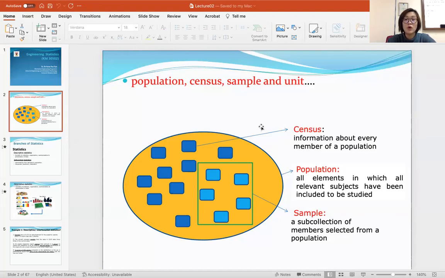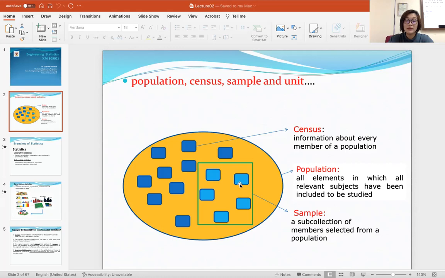Last week, we learned about census, population, and sample. Census is all the members in a population, and I can give you an example: all the UMS students. So the students in UMS are the census, each of you. Population is, for example, if I would like to get some feedback from the FKJ students, the light blue color is my sample. And that is the difference from census.